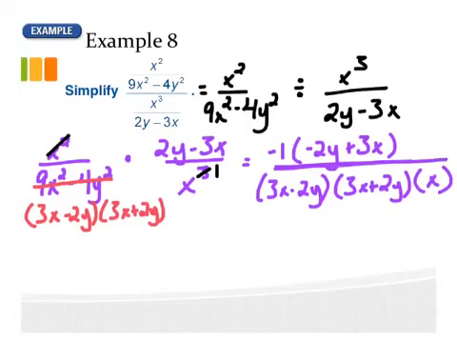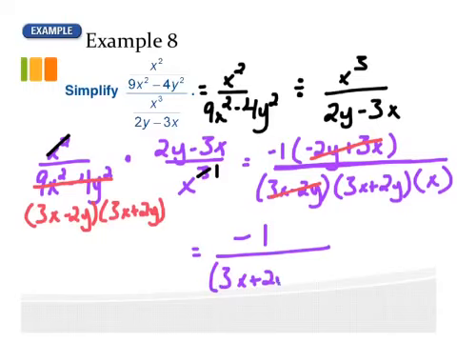Now the negative 2y plus 3x is exactly identical to 3x minus 2y. So what I have left is my final answer, and this is going to be negative 1 over 3x plus 2y times x. And we will leave our answer like that.